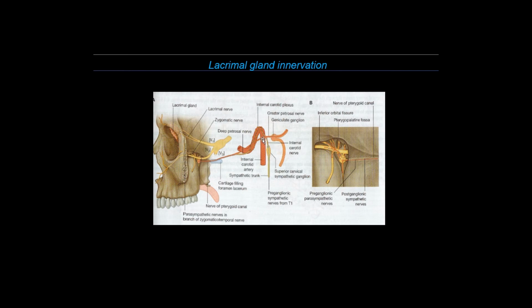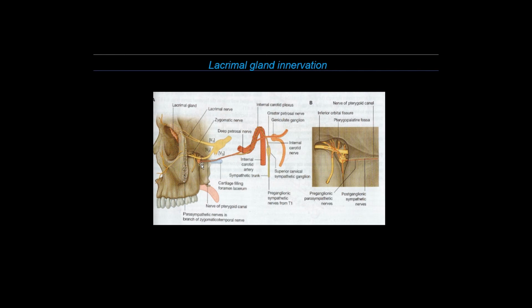Now, you can see the internal carotid artery with the plexus of sympathetic neurons around it. These plexuses of sympathetic neurons will give off the deep petrosal nerve, which will contain these sympathetic neurons. And you can see here the deep petrosal nerve combining with the greater petrosal nerve coming from the back, and they join together to form the nerve of pterygoid canal, which is now entering into this region called the pterygopalatine fossa, where the pterygopalatine ganglion is situated.